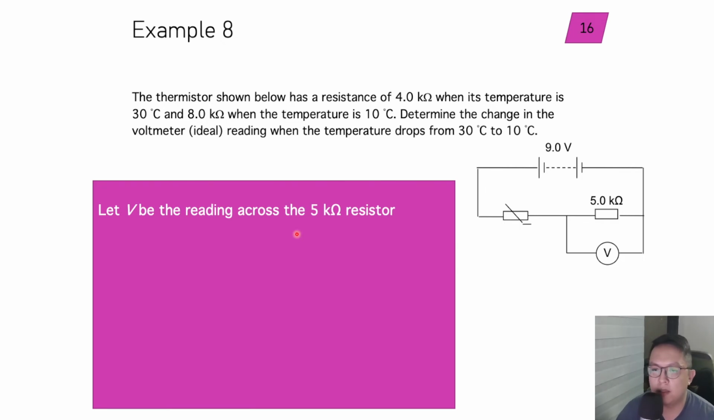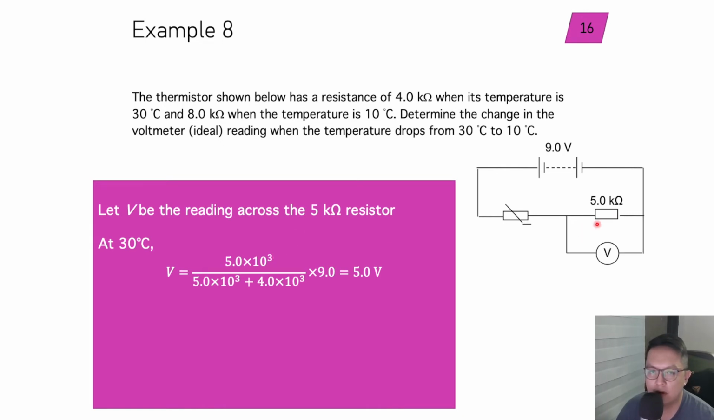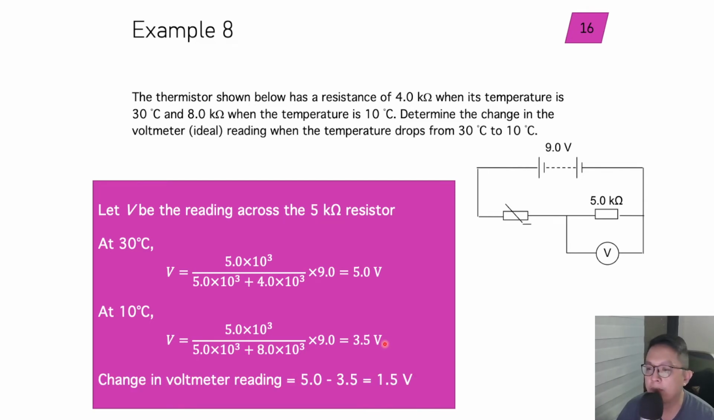So let V be the reading across the 5 kilo ohm resistor. At 30 degrees Celsius, V is equal to 5,000 over 5,000 plus 4,000, multiplied by 9 volts, and my reading is 5.0 volts. Then at 10 degrees Celsius, we do the same calculation, but instead of using 4 times 10 to the power 3, we use 8 times 10 to the power 3, and we get an answer of 3.5 volts. So the change in your voltmeter reading will be 1.5 volts in all. Quite straightforward, this one.